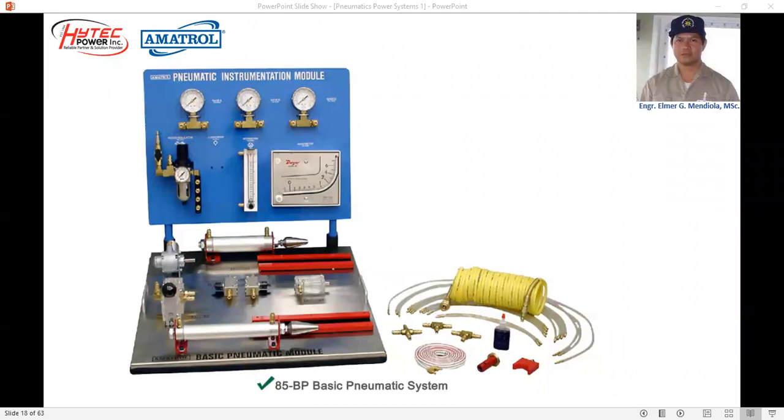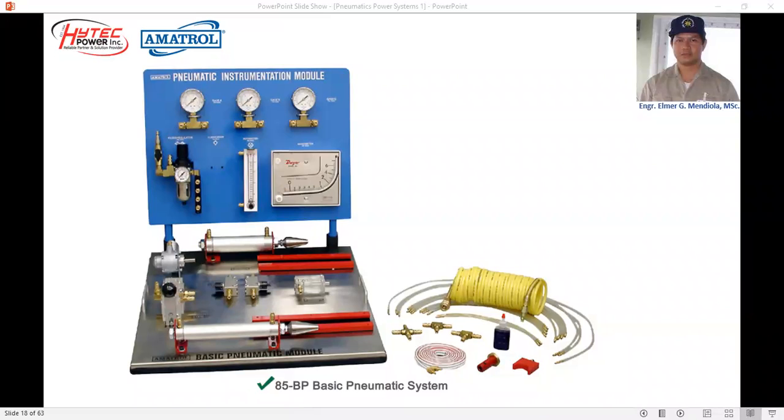This is one of the hardwares used by Amatrol. From this compact setup, you can see the different basic pneumatic components utilized for the various experiments in basic pneumatics. The components include pressure regulator combined with the filter, pressure gauges, flow meter, pneumatic cylinders and motor, control valves, T-joints, and the hoses with quick connect-disconnect couplings, which makes the system efficient during the conduct of experiments.